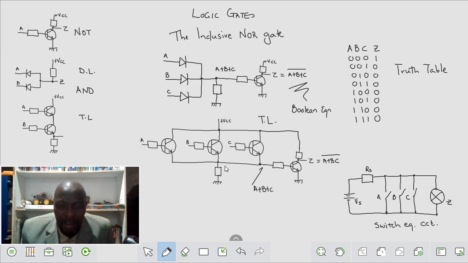But I think for the basic gates we are almost done. We are left with what? With the exclusive OR and the exclusive NOR.